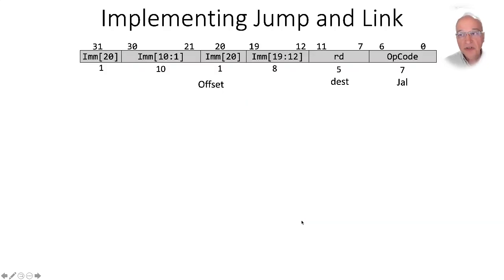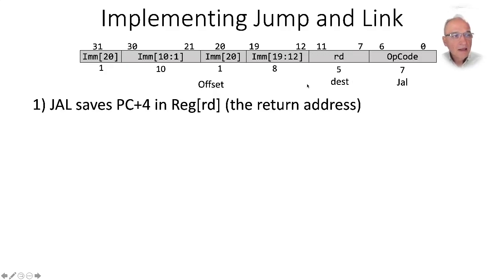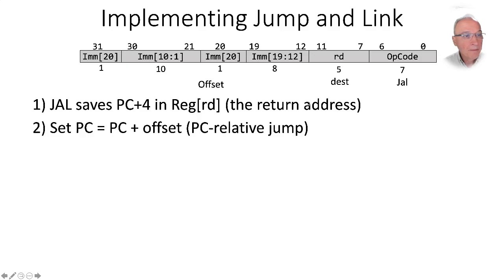We are almost done, but we haven't done the jump and link instruction yet. This is the format for the jump and link instruction. The immediate is specified in this format from bits 12 to 31, and I have the RD register in bits 7 to 11. So the jump and link instruction will save the value of PC plus 4 in the specified register. That's the return address.